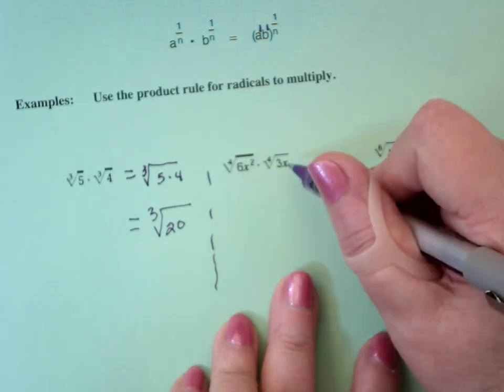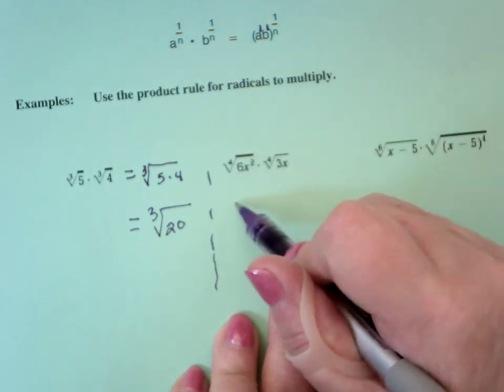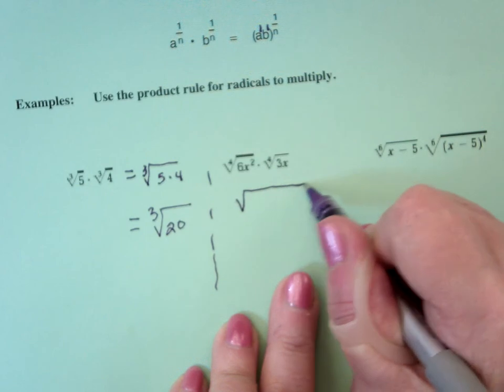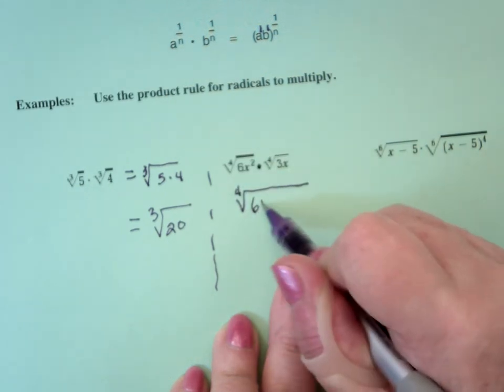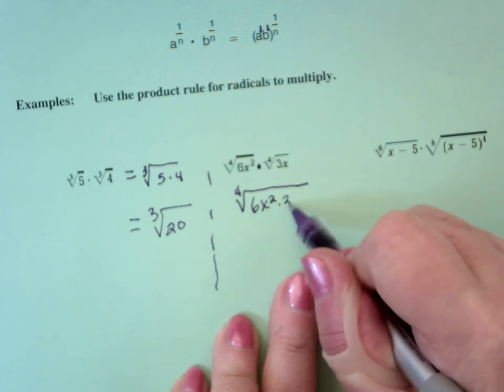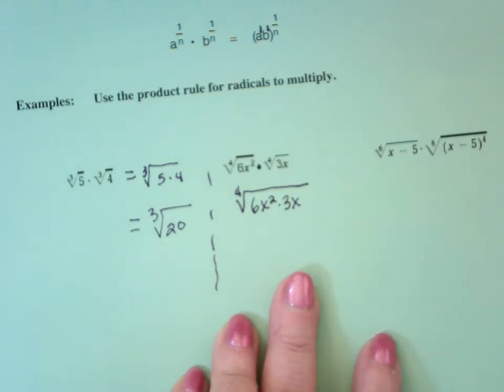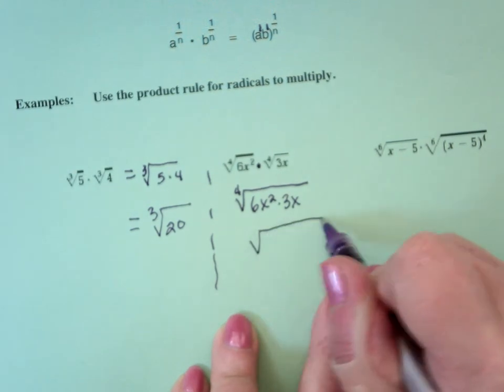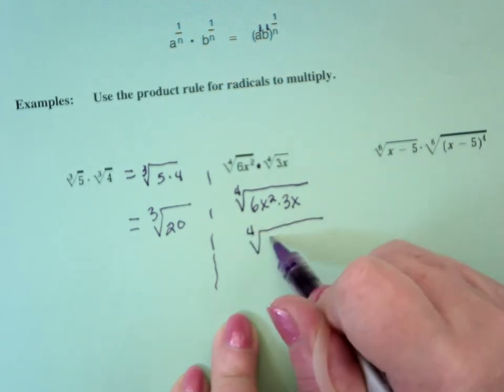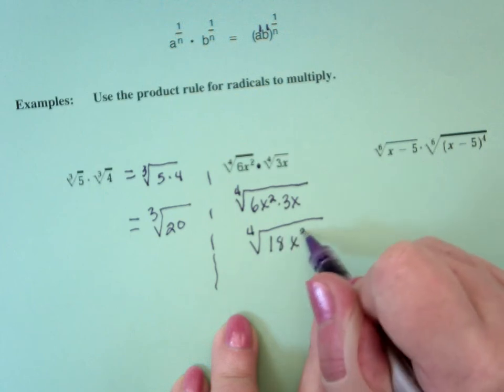If I have two things that are multiplied together, and they're both with an index of 4, there's the multiplication. I can bring it under a single radical, and they're multiplied. So that now I perform the multiplication. This is 18x cubed.